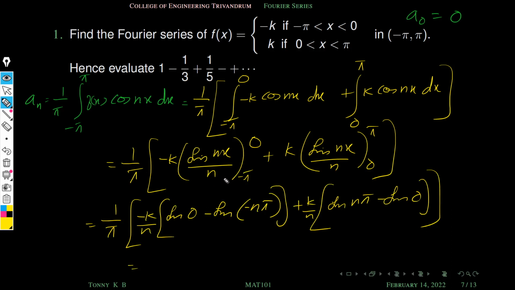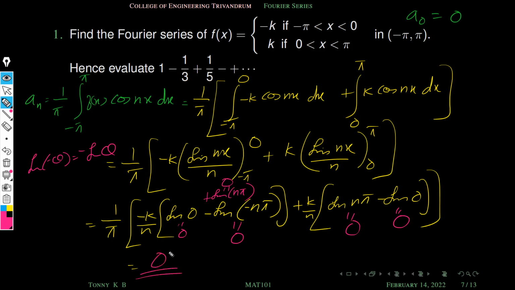This n is a constant, so you can take it outside. So minus k by n, sin 0 minus sin of minus n pi. Okay, we know that these terms are all 0 because sin 0 equal to 0. What about sin minus theta? We know that sin minus theta equal to minus sin theta. So this becomes plus sin n pi. And what about sin n pi? Sin n pi equal to 0. So this term is also 0, and all the terms are 0. So all the An are 0, whatever be the n.